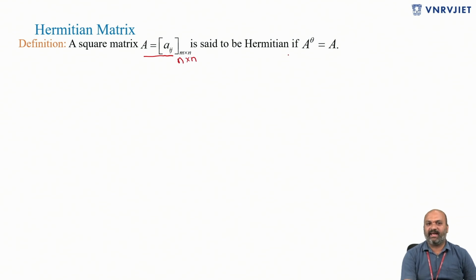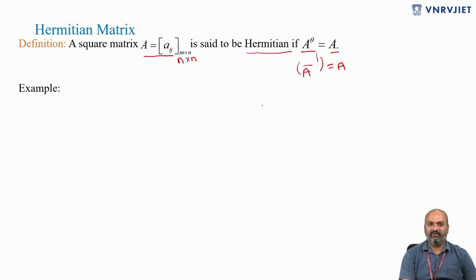A square matrix A is said to be a Hermitian matrix if A theta equals A. What is meant by A theta? We just studied: A theta means the transposed conjugate of A. That means if you have a matrix A, first you find its conjugate, then find the transpose, and if you get the same matrix A, such a matrix A is said to be a Hermitian matrix.